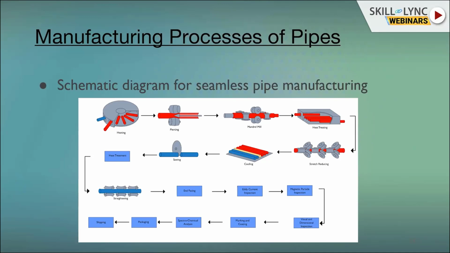After that, marking will be done: what standard is involved, what the manufacturing is, what the diameter of the pipe is, what the thickness of the pipe is. The marking and the coating will be done.